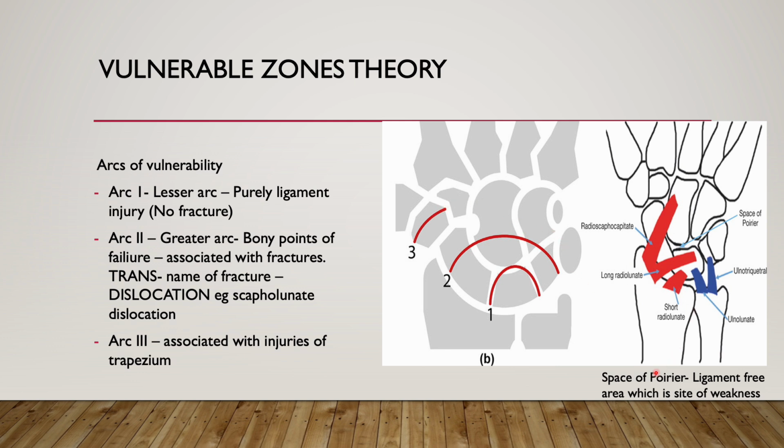Okay, then there is something known as the space of Poirier. It is a ligament-free area. As you can see, there are ligaments here known as short radiolunate, ulnolunate, ulnotriquetral, and long radiolunate. So around the lunate, there are so many. That's why the first arc was there. Then there is a ligament-free area between the radioscaphocapitate and long radiolunate known as the space of Poirier. So it is a site of weakness.